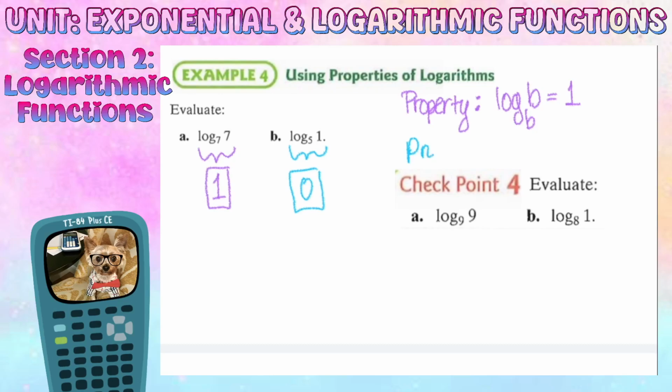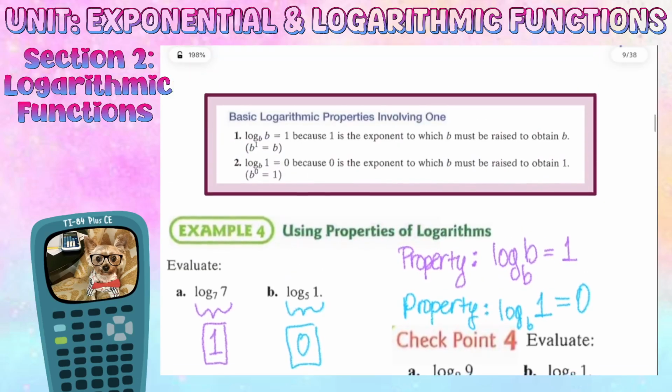So what property can we write based on that? Well, log base b of 1 will equal 0. Those are the properties. Done. So where are they? Right up here.